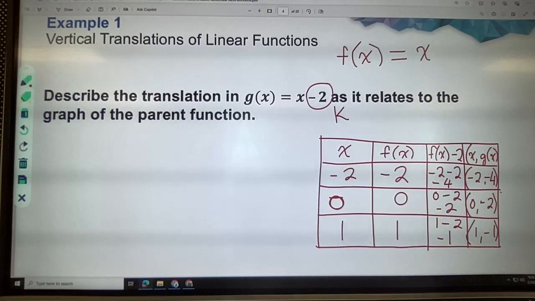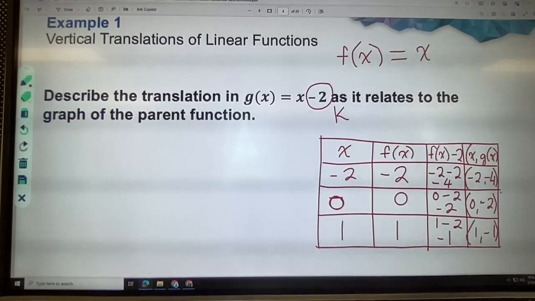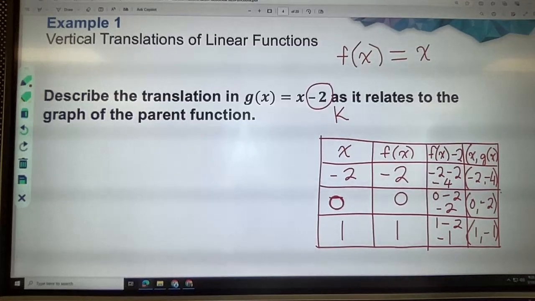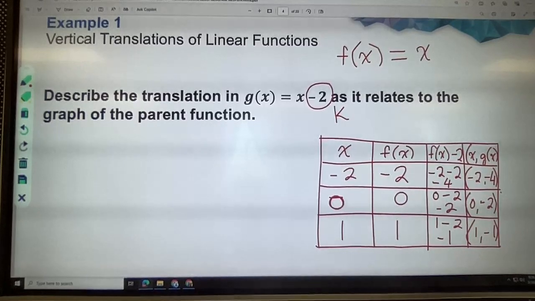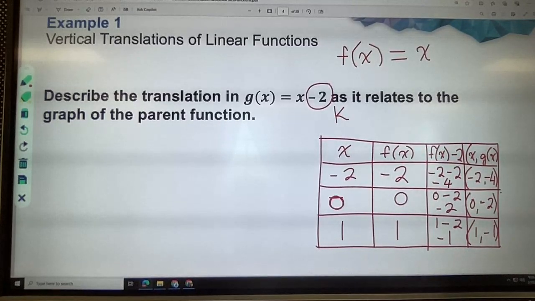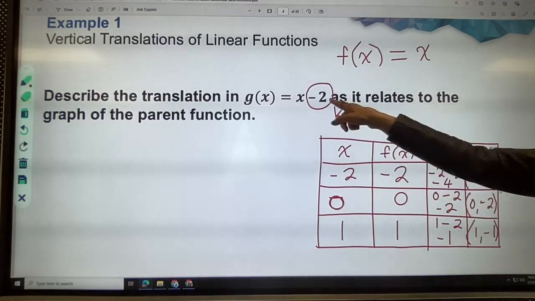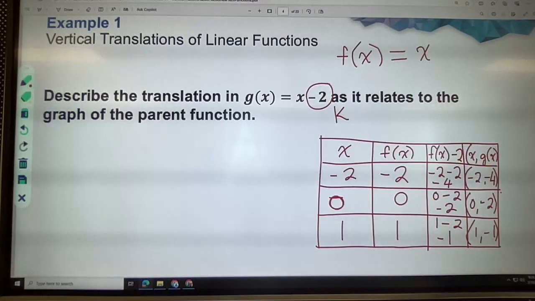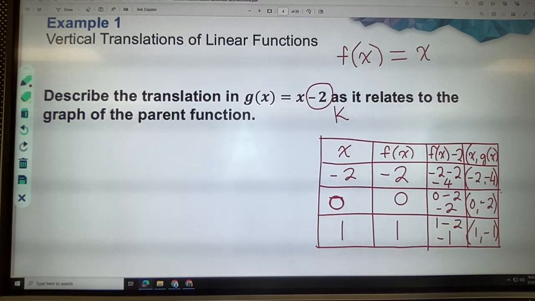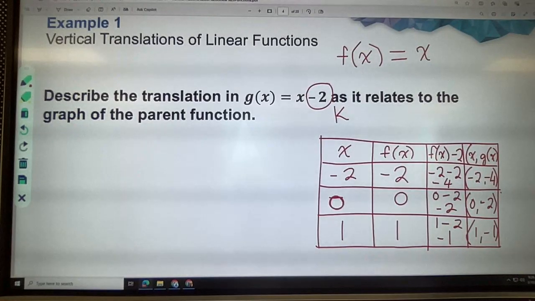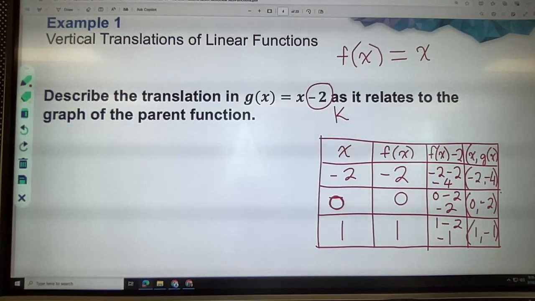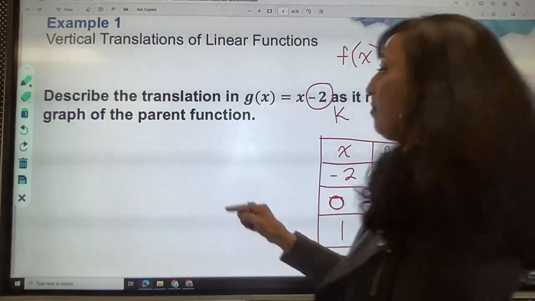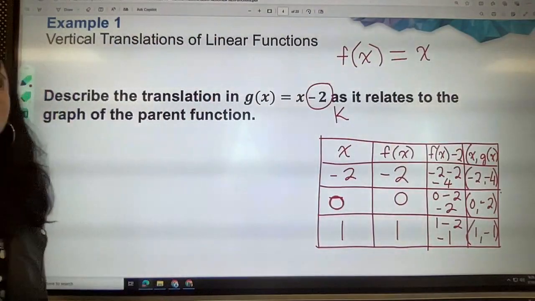Now, the constant k is not grouped with x. So k of x, the output or the y values. The value of k is less than 0 because this is less than 0. So that is why the graph of f of x is translated 2 units down. So if I was to graph this, let's do that really quick.